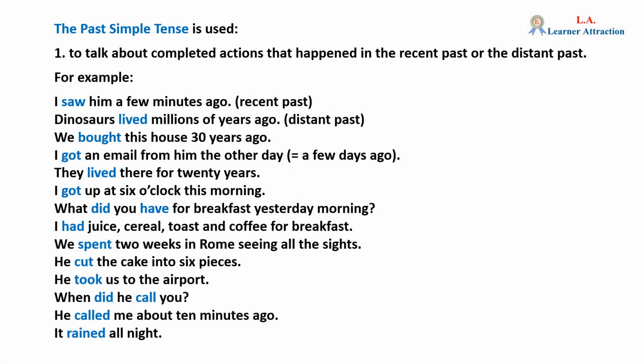The past simple tense is used, 1, to talk about completed actions that happened in the recent past or the distant past. For example, I saw him a few minutes ago. Recent past. Dinosaurs lived millions of years ago. Distant past. We bought this house 30 years ago.